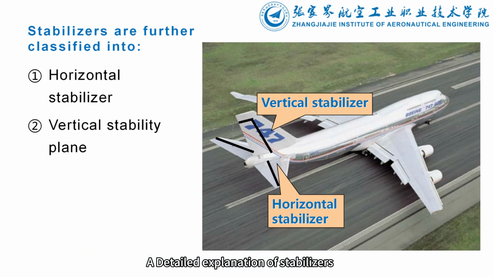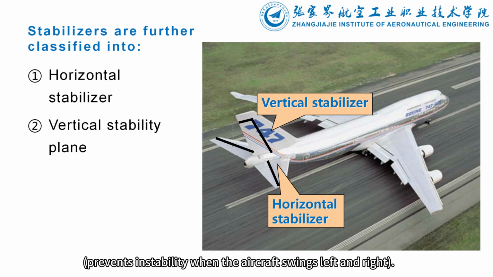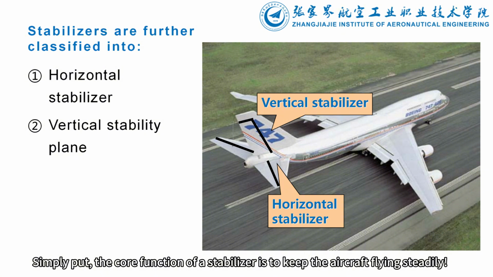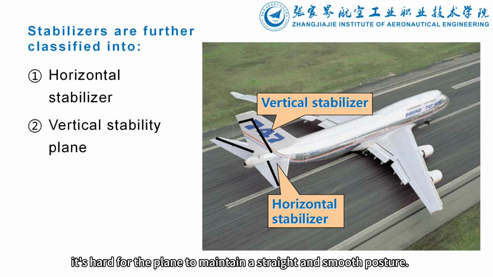A detailed explanation of stabilizers, the foundation of stability. Let's focus on stabilizers. It mainly consists of 2 parts. 1. Horizontal stabilizers provide pitch stability, preventing unstable nodding and raising of the aircraft. 2. Vertical stabilizers provide directional stability, preventing instability when the aircraft swings left and right. Simply put, the core function of a stabilizer is to keep the aircraft flying steadily. Without them, it's hard for the plane to maintain a straight and smooth posture.